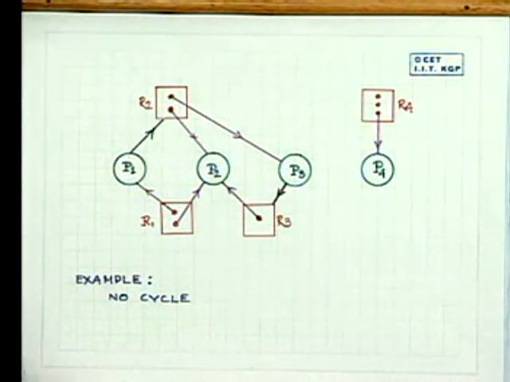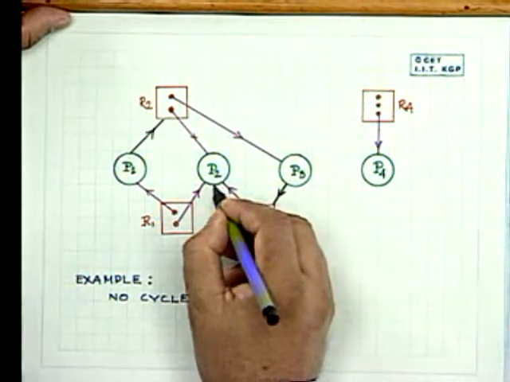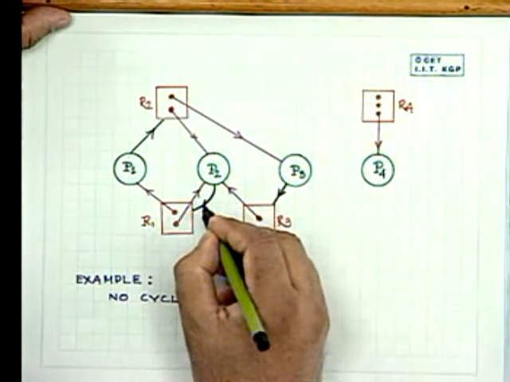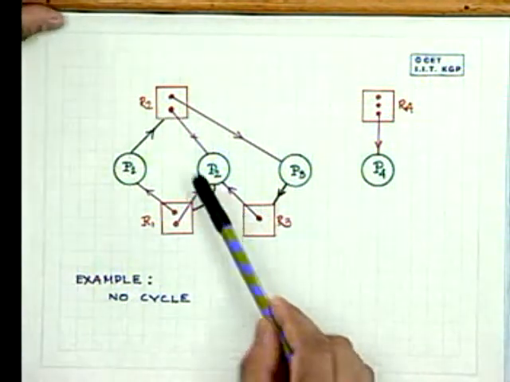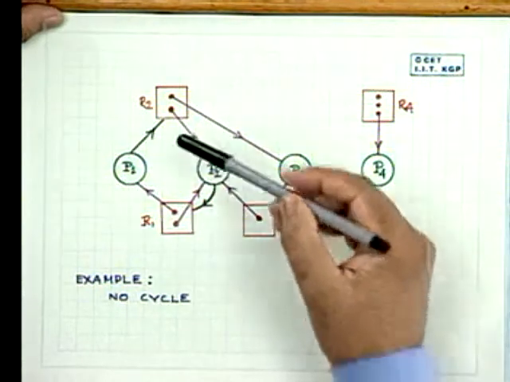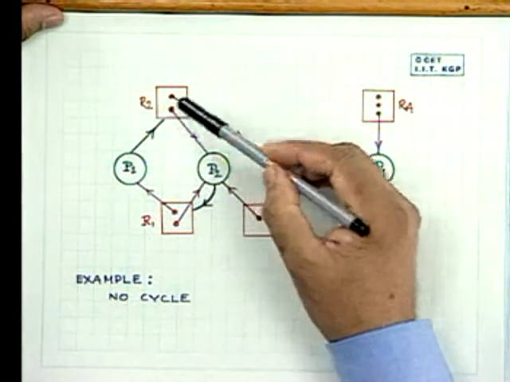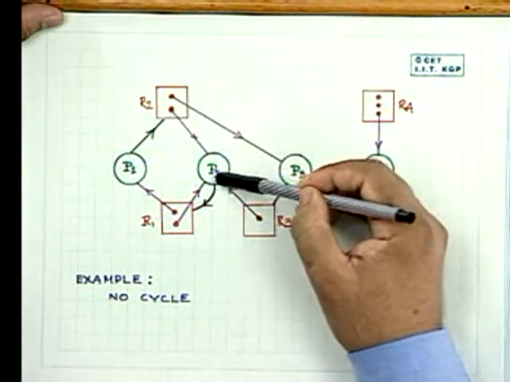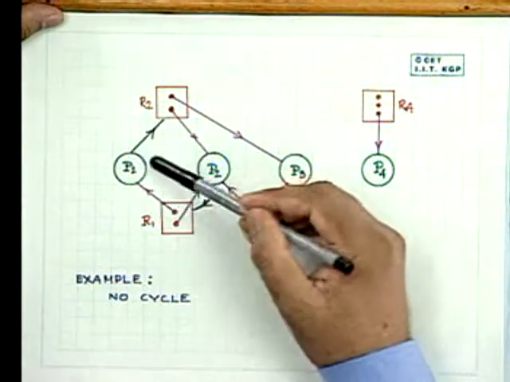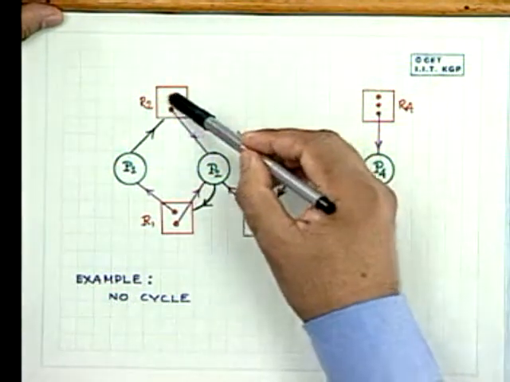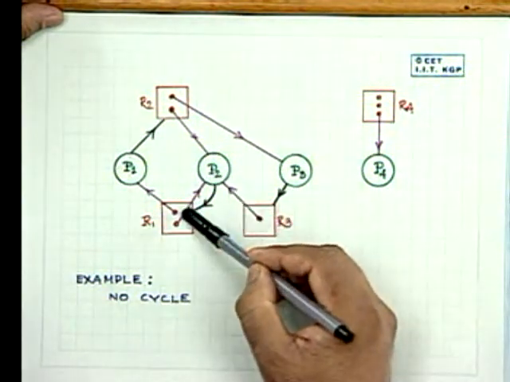But suppose that P2 at this instance of time now puts a request for R1. Now you can immediately see that there is a cycle. The cycle is, say, P1 to R2, then R2 to P2, then P2 to R1, and then R1 to P1. Therefore, this is a cycle, and here is another: P1 to R2, then R2 to P3, P3 to R3, R3 to P2, P2 to R1, and then R1 to P1.